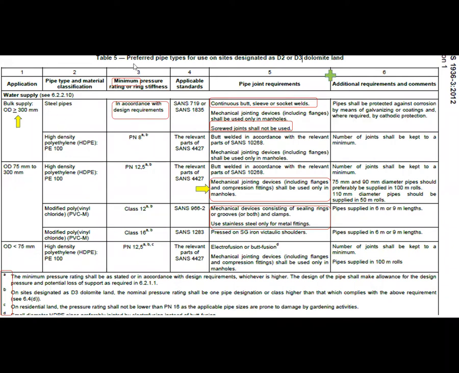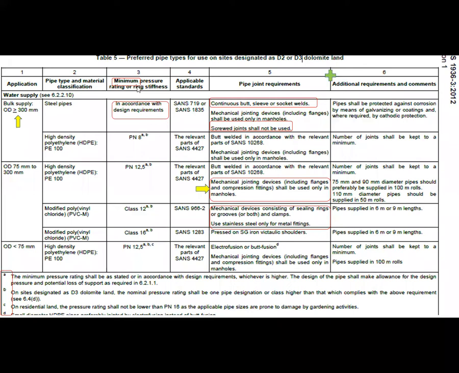Basically, if we read the top of the table, it says preferred pipe types for use on site designated as D2 or D3. What is important is that it's not categorizing D4, as I mentioned to you in the first session and at the start of this session. D4 has some very special requirements, and it's at the high end of the risk scale. The next column is basically the minimum pressure rating or ring stiffness that they require. So this is the minimum.